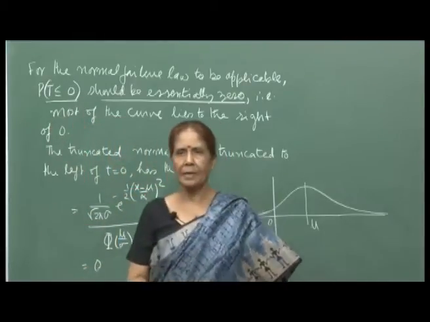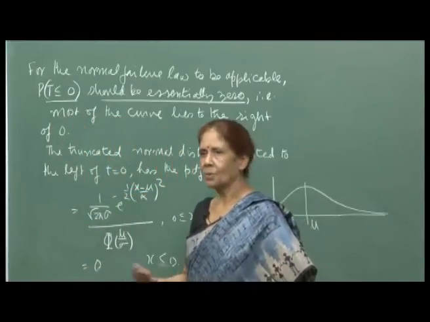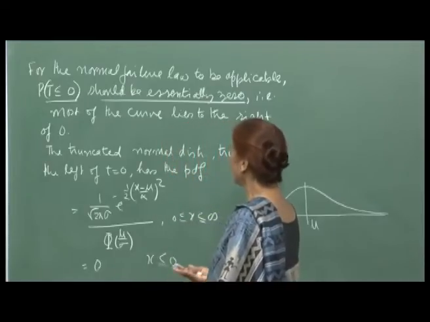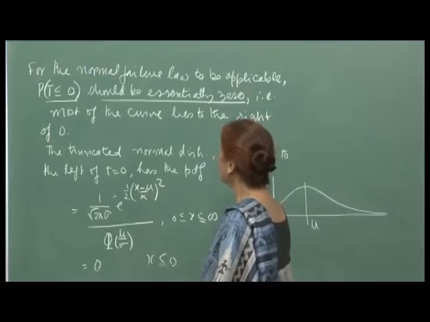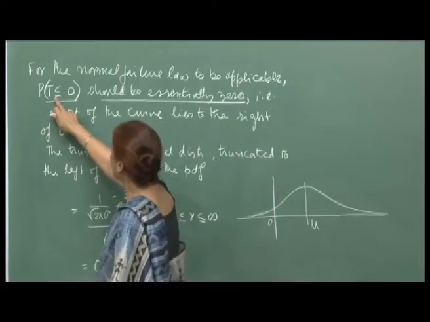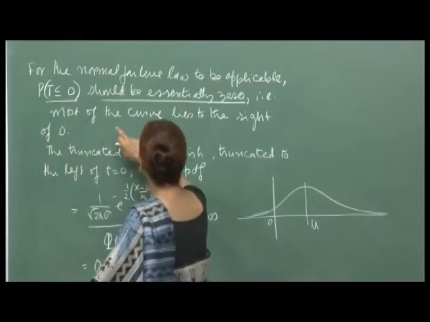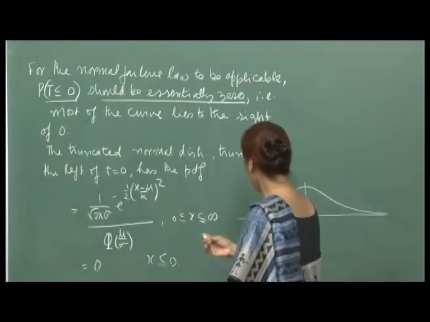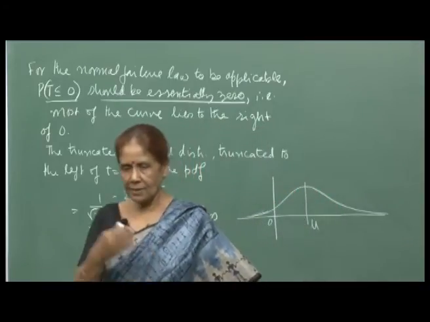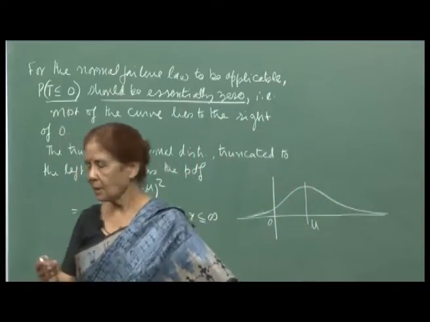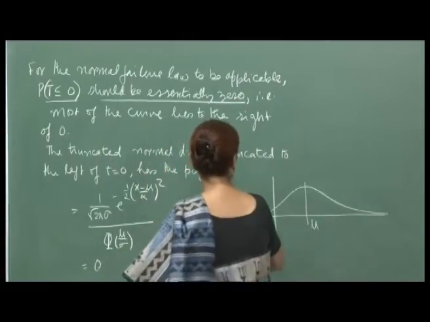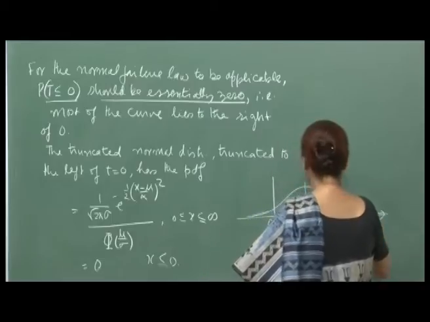obviously the time to failure cannot be less than 0. Only when the apparatus or the instrument starts functioning do you talk about its failure time and so on. So, time to failure is greater than 0. The normal distribution extends from minus infinity to infinity, but what we are saying here is that most of the curve should lie to the right of 0.